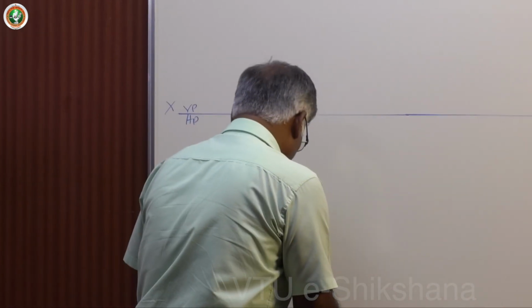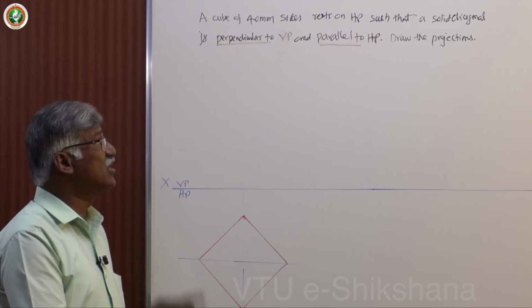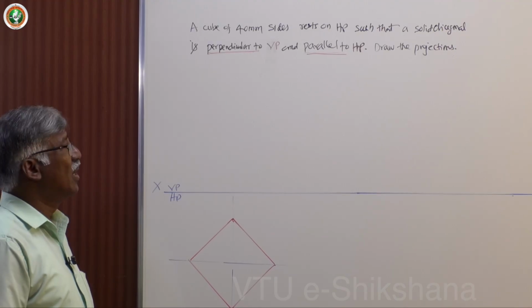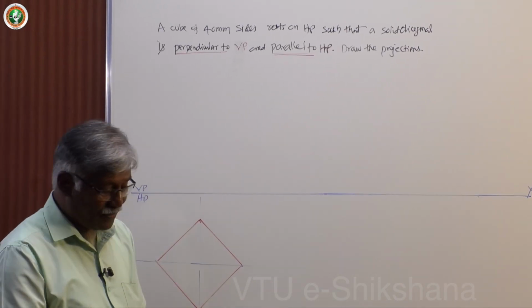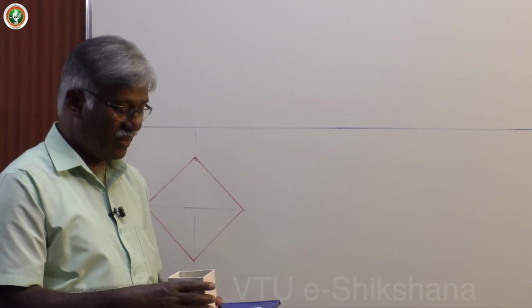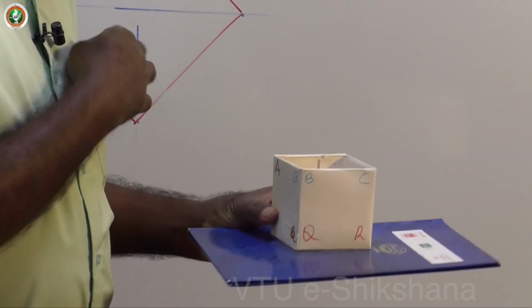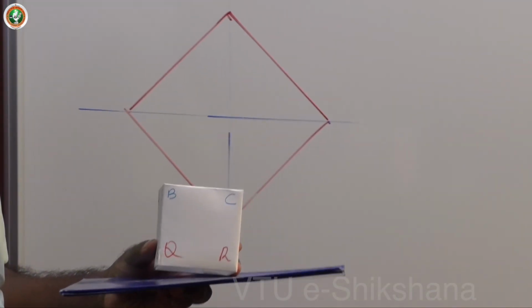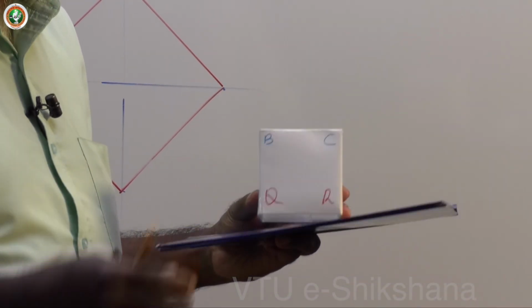Here we have a cube of 40 mm sides resting on HP such that a solid diagonal is perpendicular to VP and parallel to HP. What exactly is the solid diagonal? Purposefully I kept this open, just like the sheet metal work I have done. Now I will catch one line, a very interesting line. Let me first define the corner names, then it is easier for us to discuss.